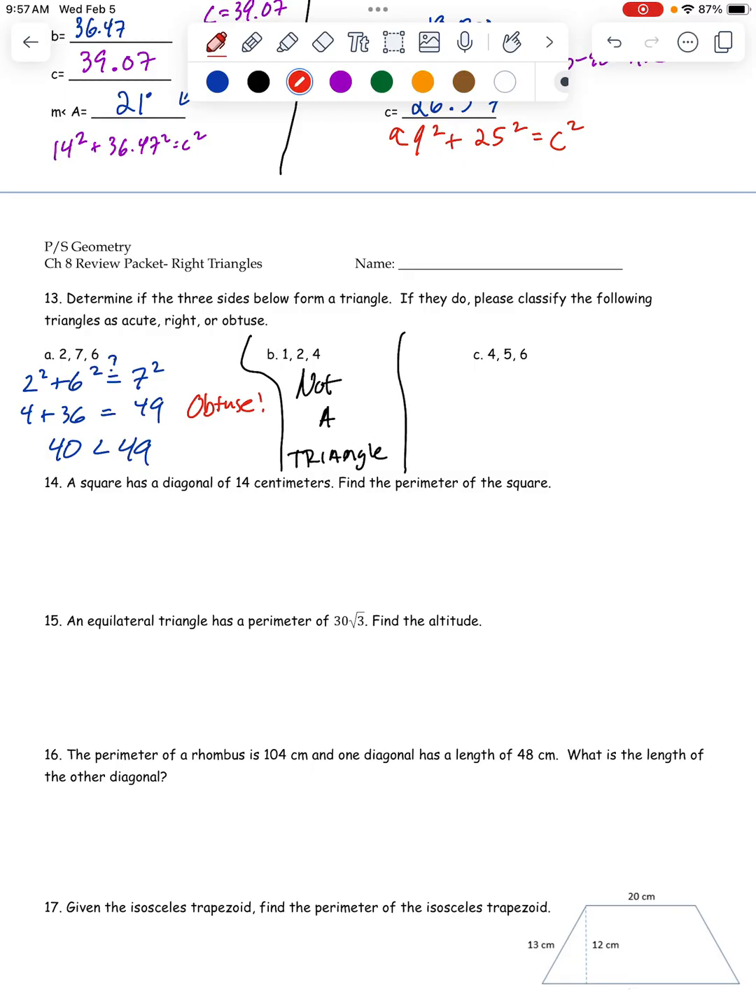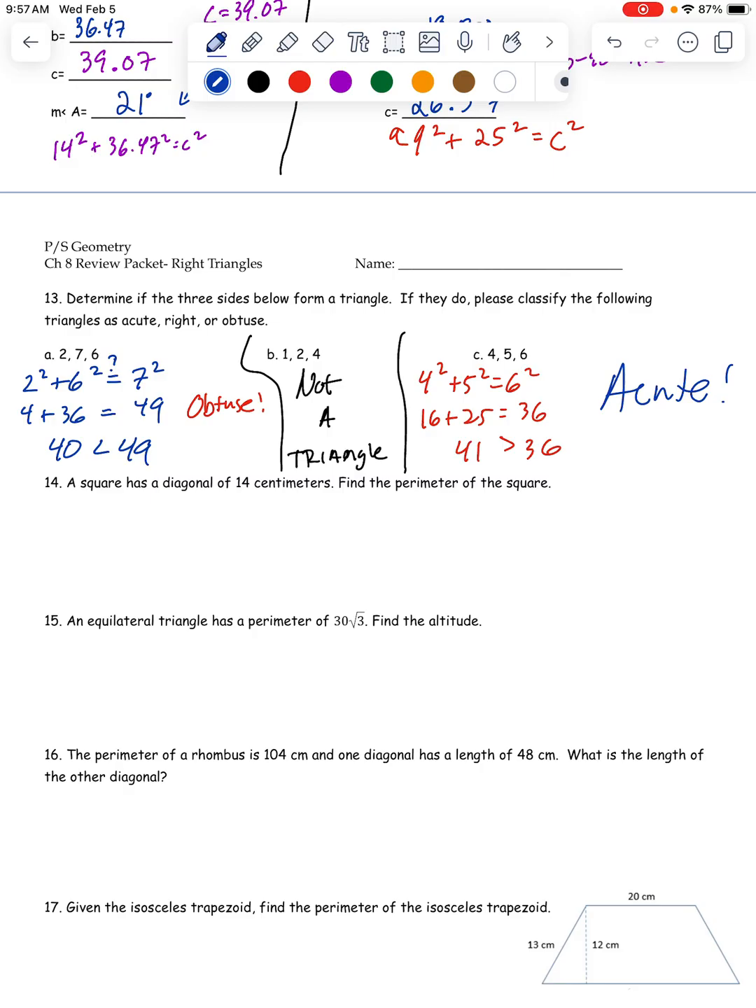All right, let's try a third one. Part C. 4 plus 5 is greater than 6. 6 plus 5 is greater than 4. 6 plus 4 is greater than 5, and so on and so forth. So here we go. The 6 is my C. It is my largest number. 16 plus 25 equals 36? 41 is greater than 36, so this triangle is acute.